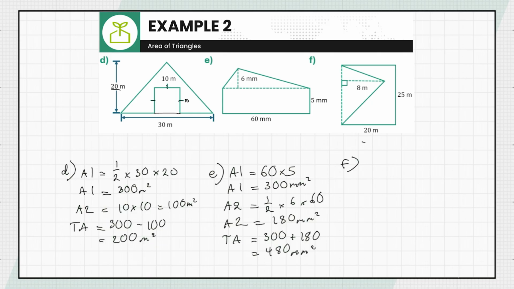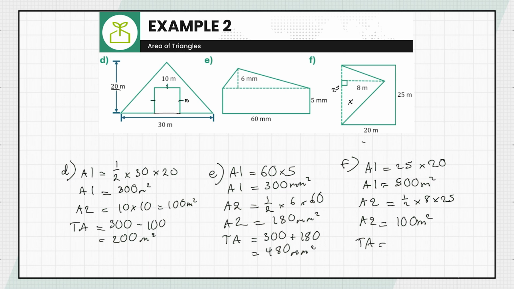Finally, let's look at F. So for F, again, we've got this rectangle and we're taking away this area here that's a triangle. Alright, so A1 is going to be equal to 25 times 20, and that's just going to be equal to 500 meters squared, and A2 is going to be equal to half times 8 times 25, because this unknown length here, that's the base, is also equal to 25 meters. So A2 is going to be equal to essentially 25 times 4, so that's just 100 meters squared. So our total area is going to be equal to 500 minus 100, and that just equals 400 meters squared.